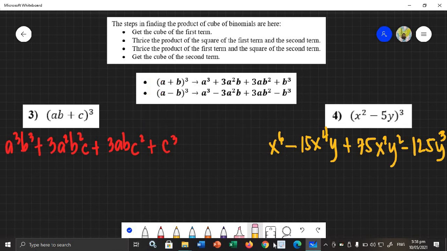So that's it. That is how you get the product of the cube of binomials using the short method.